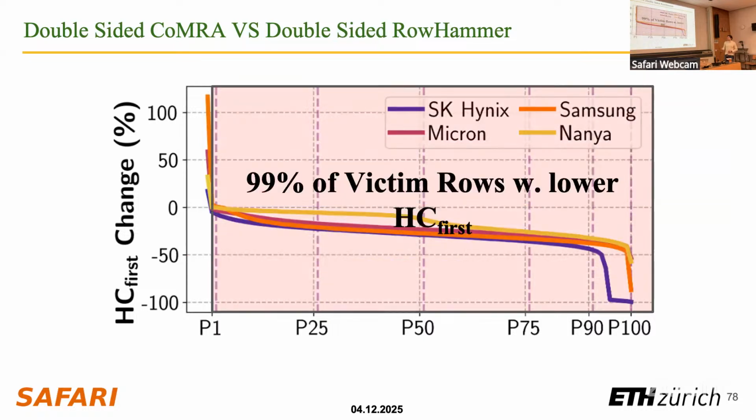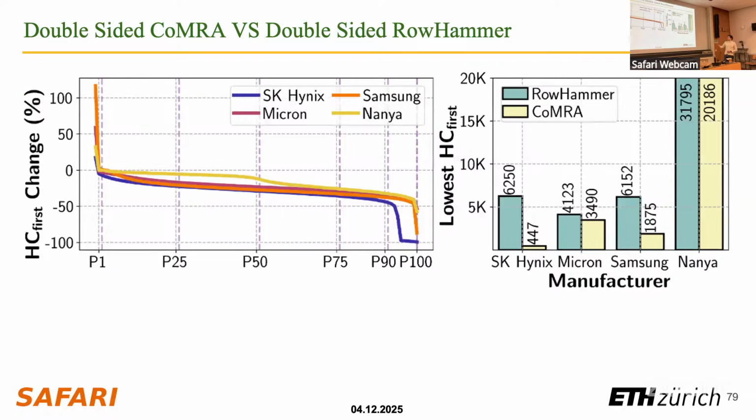So we can see that 99% of victim rows, they have a lower hammer count first compared to double-sided RowHammer. And if we look at the lowest hammer count first, you'll also be able to see that for every manufacturer, our consecutive multiple row activation is significantly better. Right here, it is a bit hard to see, but if you look at the numbers, you'll see that it is a good bit better.